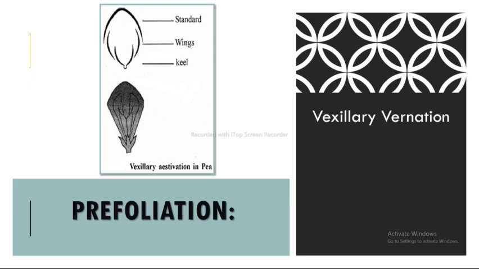A pair of smallest anterior petals are overlapped by the two lateral petals or wings. Therefore, in such an arrangement, the largest or odd posterior petal is entirely outside, while the keel or anterior pairs are fully inside. Examples include the flowers of Tephrosia, Crotalaria, and Dolichos, as shown in the figure.